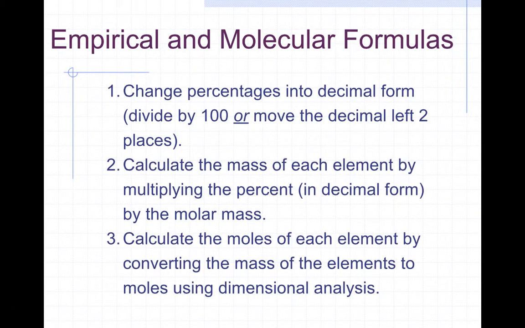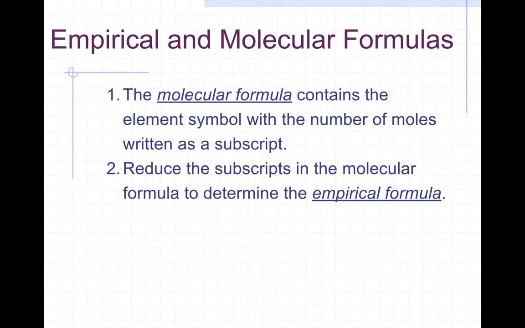Now, when we're doing these, first thing you need to do is to change your percentages into a decimal form. You can divide by 100, move the decimal left, it doesn't matter. Then you calculate the mass of each element by multiplying the percent by the molar mass. Calculate the moles of each element by converting the mass of the elements to moles using dimensional analysis or stoichiometry. So in this one, I put them in a kind of a line thing because some of you, I've noticed, have started to do this. And we'll go through there. So first, the molecular formula contains the element symbol with the number of moles written as a subscript. Reduce those subscripts to determine the empirical.